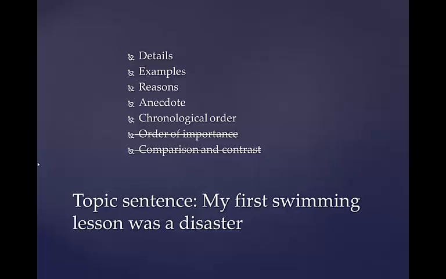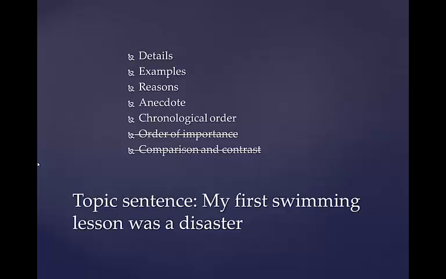So, like I mentioned a minute ago, you're probably not going to use order of importance, because maybe the most embarrassing thing that happened in your swimming lesson was at the end of the lesson. But you wouldn't want to write about that first. You would want to build up to that. You would want to go in chronological order and tell everything that happened, instead of just the most embarrassing thing was this, the second most embarrassing thing was this, the third most embarrassing thing was when I tripped and fell as I was walking into class. That doesn't really make sense.